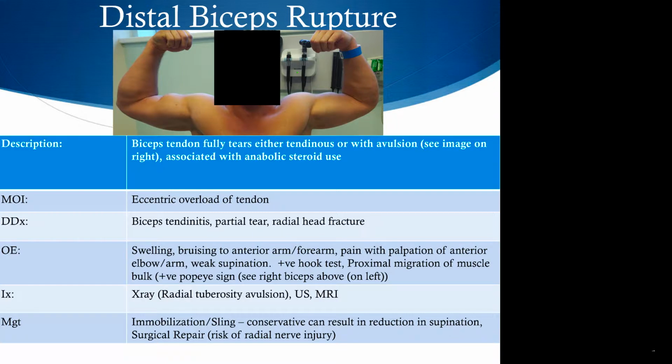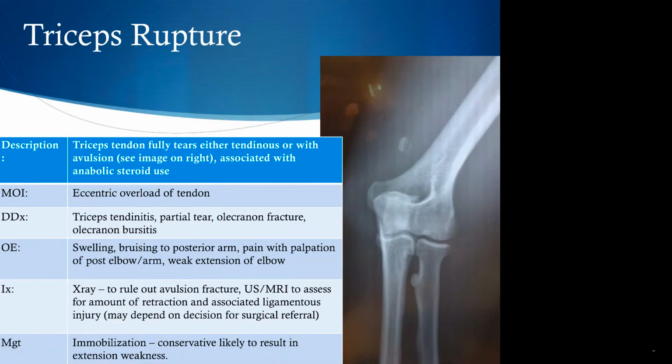For imaging, you can do an X-ray to look for a radial tuberosity avulsion, ultrasound to confirm the biceps proximal migration, or even an MRI for surgical planning. Management involves immobilization in a sling. Conservative management can result in reduction in supination. Often with the younger patients, they will opt for surgical repair. And just keep in mind, there's a risk of radial nerve injury with that.